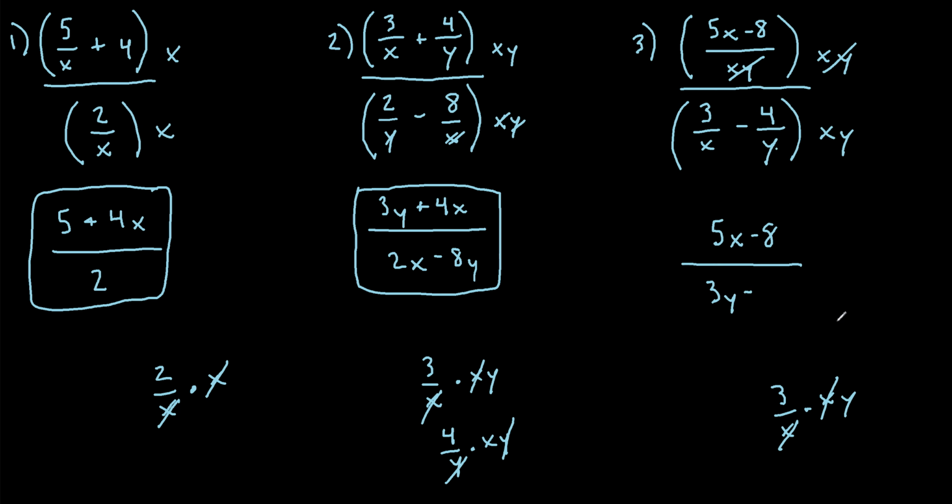Minus, we have 4 over y times xy. Well, when we do that, in that case, the y's would cancel out, and we would be left with 4x. So we have minus 4x. And that is our final answer on this one.